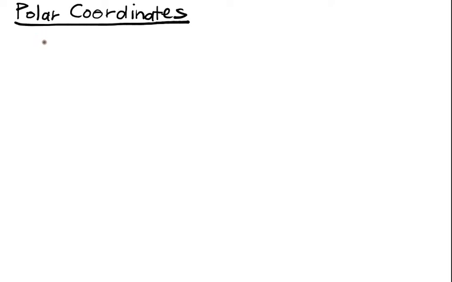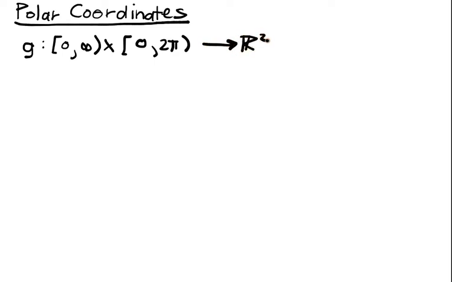Most of you have seen polar coordinates before, so this will be basically a review. But we have this reparameterization that goes from the region (0, infinity) cross (0, 2 pi) into R2, and it maps the point (r, theta) into (r cosine theta, r sine theta). And that's what the polar reparameterization does for a living.